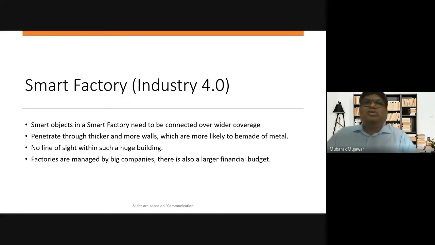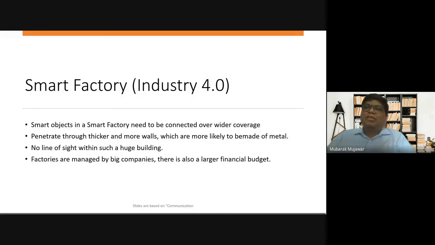Very good. Okay, so now let us talk about the third application, which is quite interesting, and that is smart factory or Industry 4.0. In the case of body area network, our range was up to a few meters. In the case of our smart home, the range was a few tens of meters, 10 to 50 meters or perhaps 100 meters. Now, in smart factories, we have a very large or wider coverage because our factories are bigger. They're not located in a small location, but perhaps on a few acres of land.